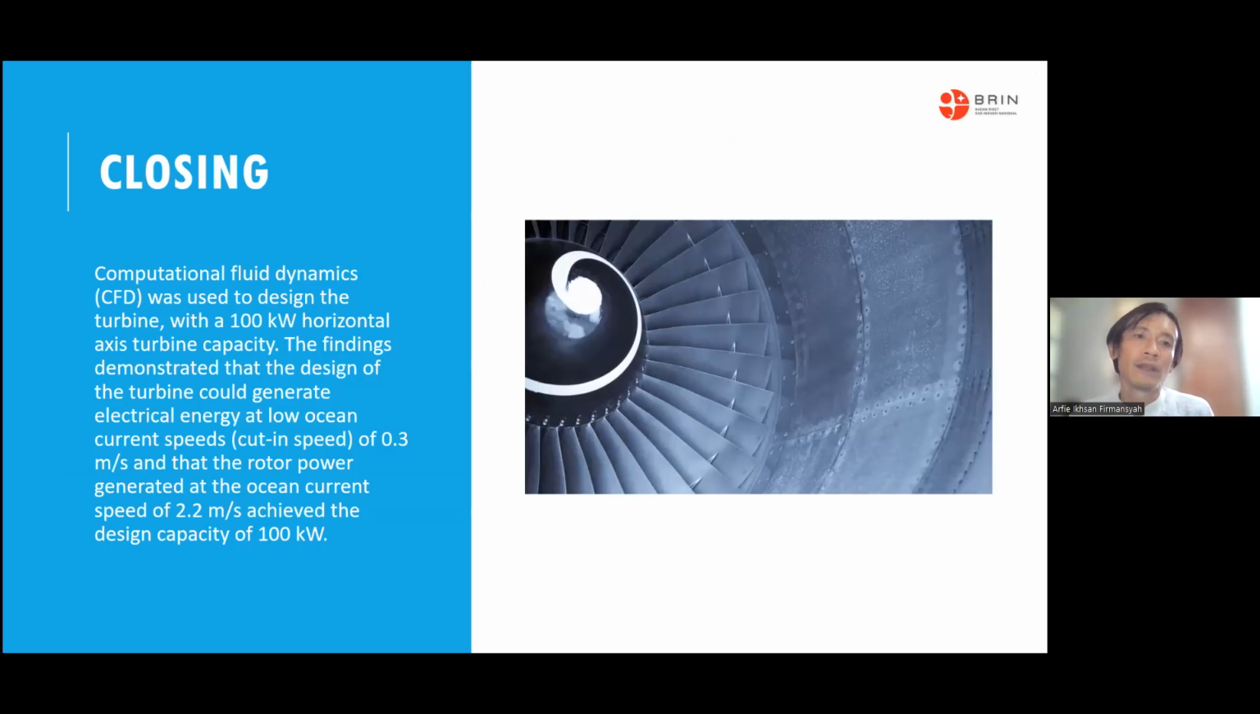Finally, computational fluid dynamics was used to design the turbine with a 100 kilowatt horizontal axis turbine capacity. The findings demonstrate that the design of the turbine could generate power to produce electricity at low ocean current speed, or cut-in speed, of 0.3 meter per second, and that the rotor power generated at the ocean current speed of 2.2 meter per second achieves the design capacity of 100 kilowatt.